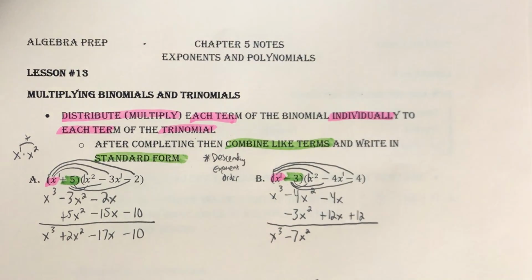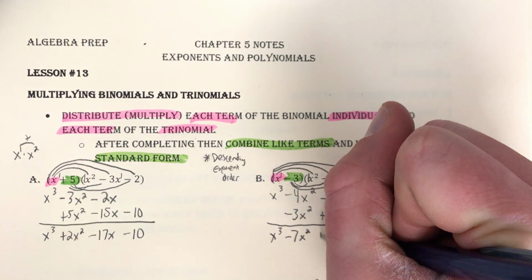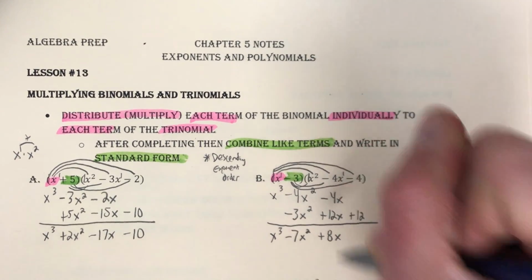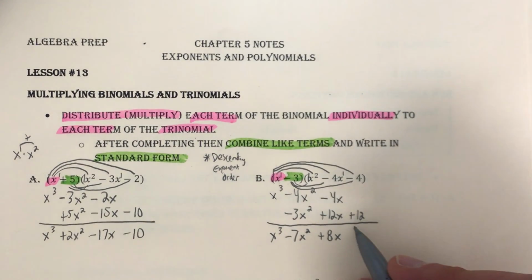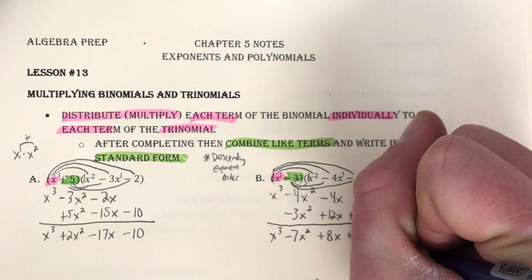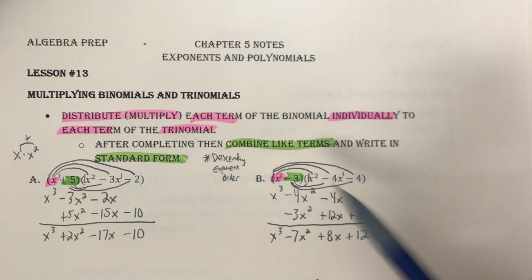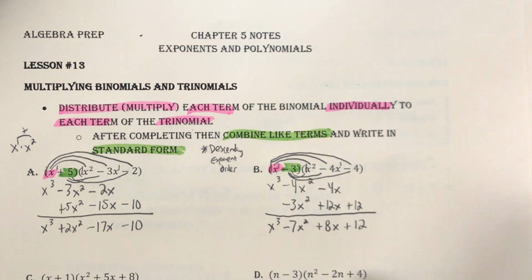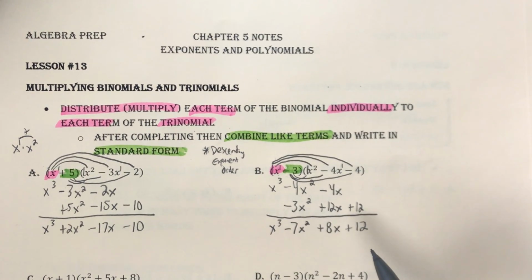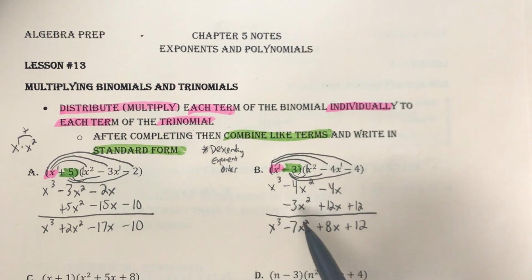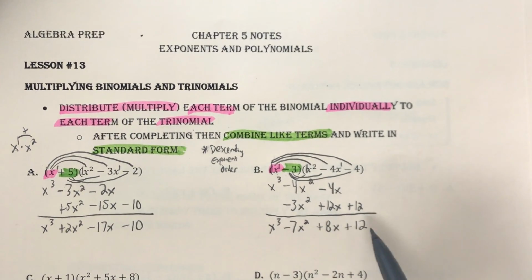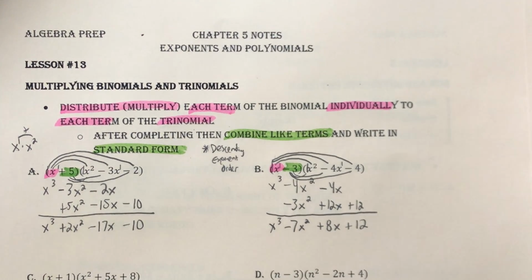Negative 4 plus positive 12 is positive 8, and they are x types of terms. And then positive 12, nothing to combine that with, so bring it down as it is. Because both of these were in descending exponent order, these should be as well, but let's check. Power of 3, power of 2, power of 1, constant, so that is our final answer.